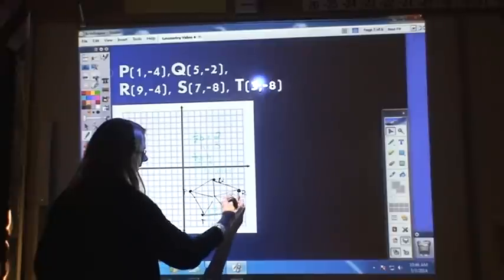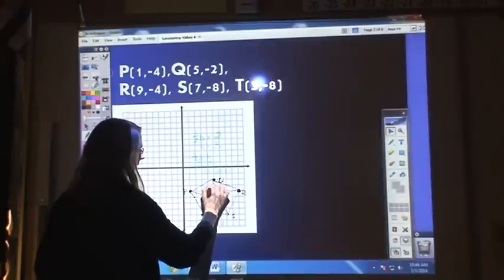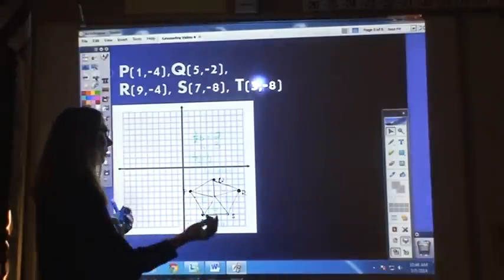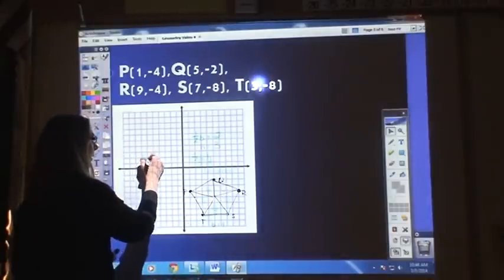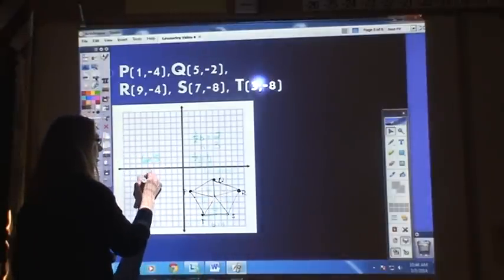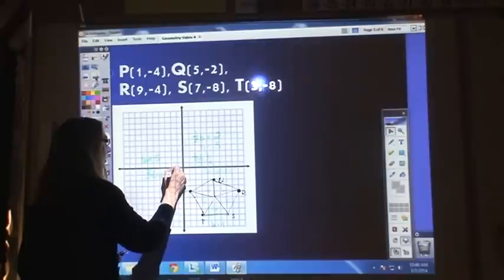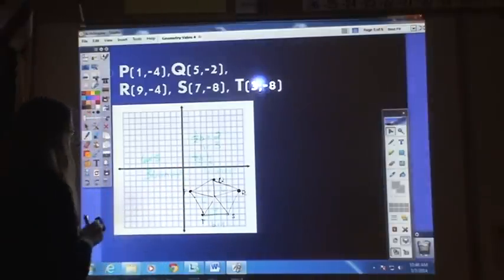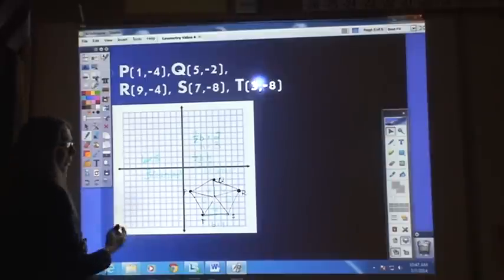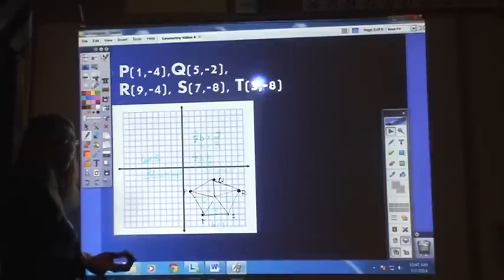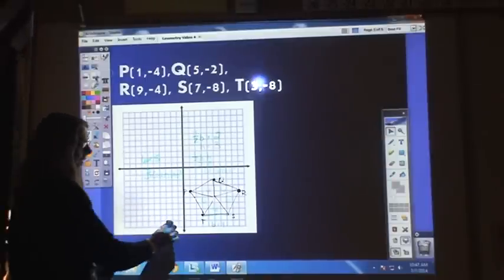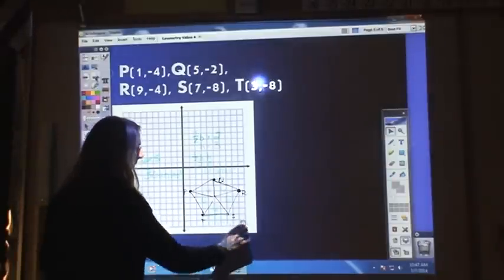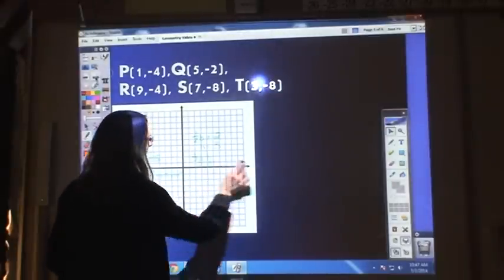So this is 6, this is 6, this is 6, this is 6, this is 6. That means my whole shape is 6 times 5, which is 30 units squared. And you have now seen how to find area on a coordinate grid. It's really no different than finding area off a coordinate grid, except that you have to start by counting your coordinates out. Go ahead and erase this one. If you need it, you can go back and look again.